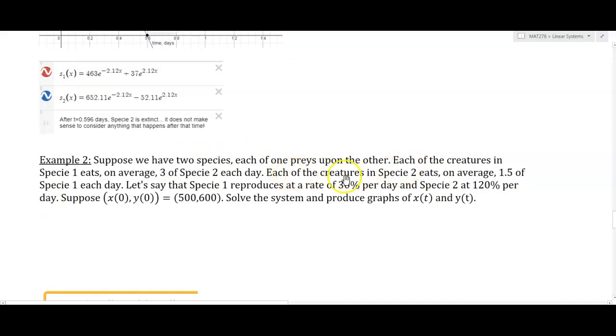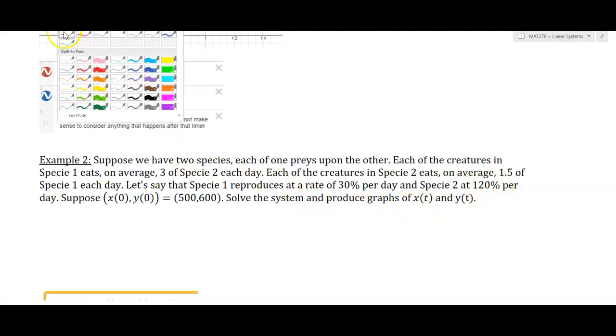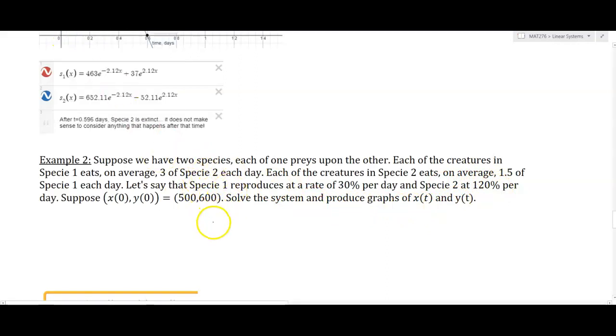Suppose we have two species, each one preys upon the other, and also let's say that species 1 reproduces at a rate of 30% per day and species 2 at 120% per day. So not only are we now going to have our two original terms in the equation, but dx dt is still going to equal negative 1.5y, and also x is going to reproduce at a rate of 30% per day. So 30% of whatever it currently is will add to our x population. It's going to increase it at a rate of 30% per day.